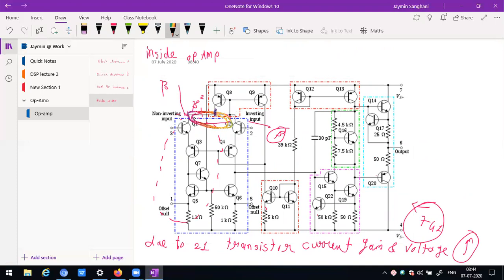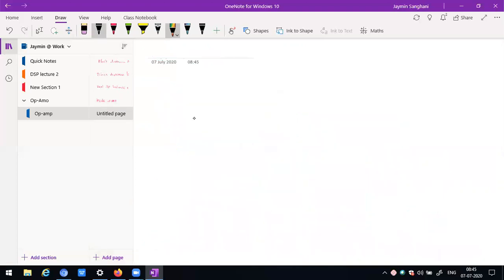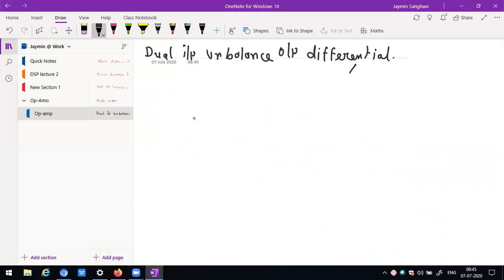Now, what is the meaning of unbalanced output? Unbalanced output means output can be taken from only one transistor. So here I have written another word, which is known as the second block: dual input unbalanced output differential amplifier.